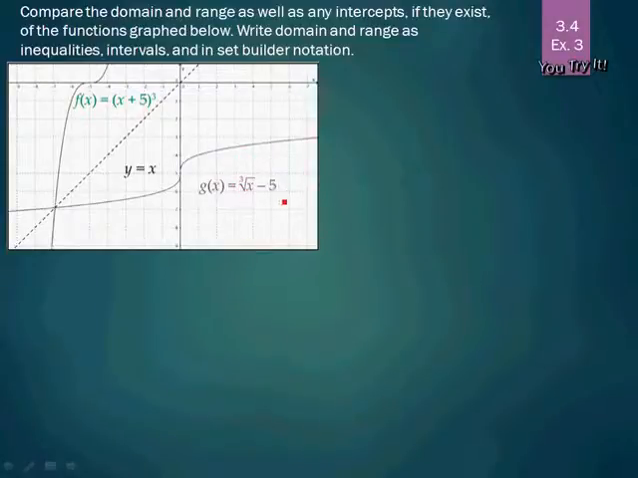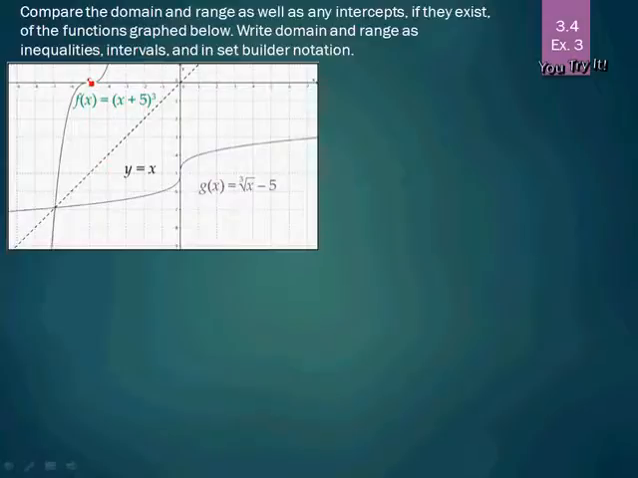So we see it's the same graph as the last Try It example, and these two lines are a reflection across the line y equals x. They're a mirror image across that line. And let's go ahead and just point out the intercepts that we see.